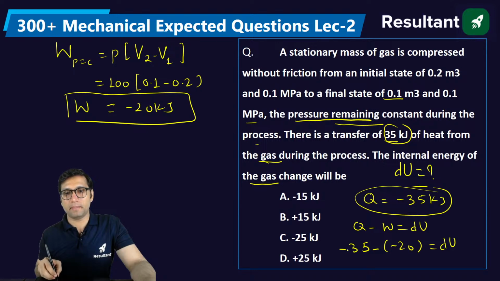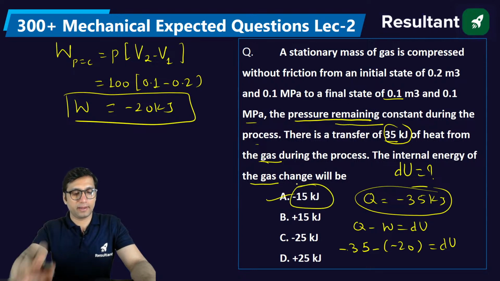Minus 35 plus 20 will get how much? 15, that is minus 15. The right answer is option A. Clear? Are you all getting this value?